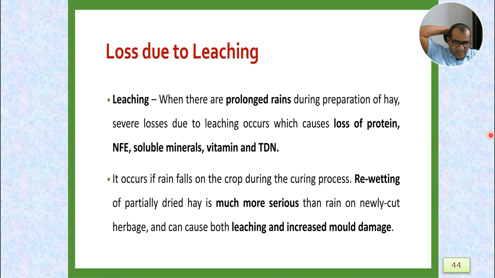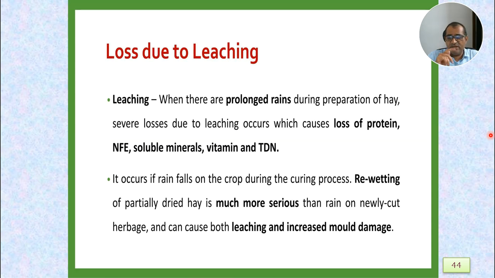Leaching is another problem, where prolonged rains occur during the preparation of the hay. Several losses are due to leaching, namely the loss of protein, NFE, soluble minerals, and vitamins, and TDN will also be lost. During the rainy season, crops harvested for hay may be re-wetted and then dried, which is much more serious than the rain itself.